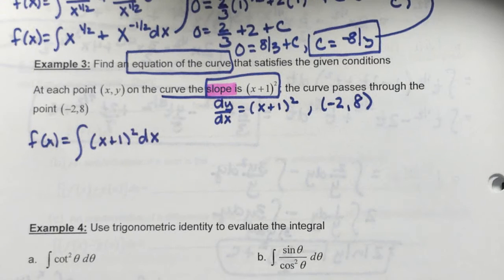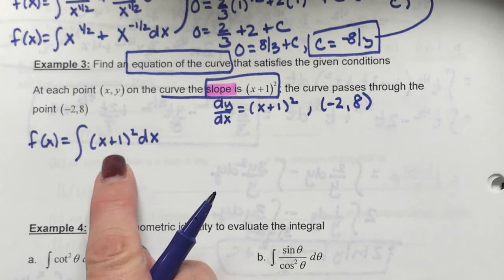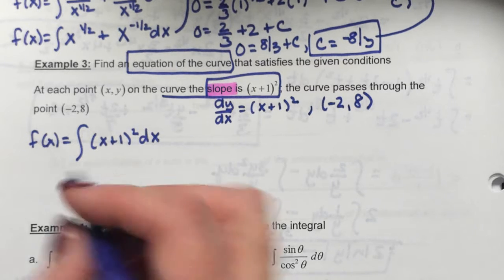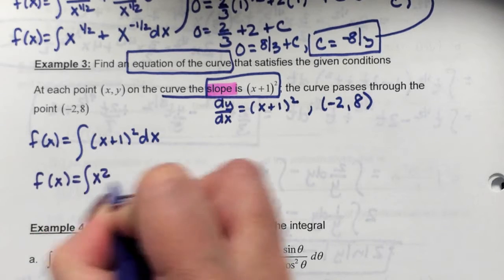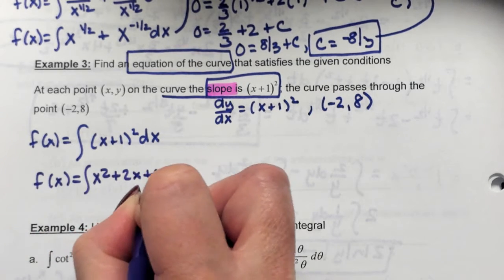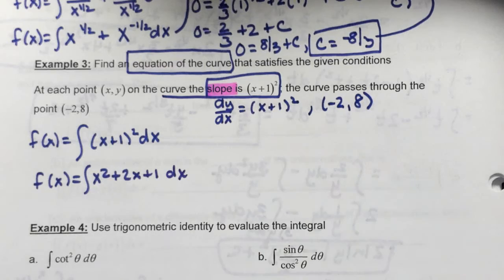And like I just did a few minutes ago, you're going to have to solve for c. Well, what are you going to have to do first before you start integrating this? You're going to have to FOIL, multiply it out. So f of x is equal to the integral of x squared plus 2x plus 1 dx.